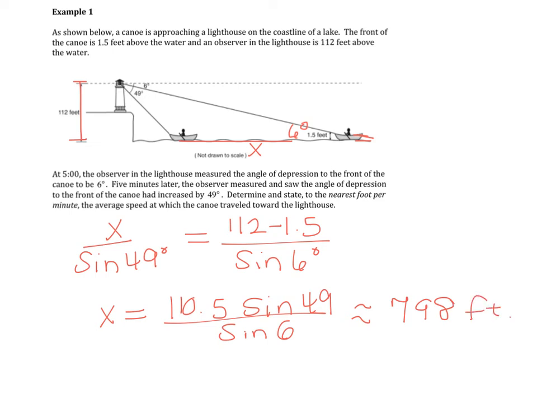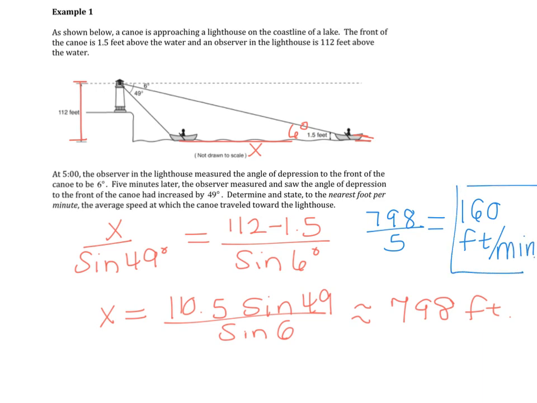And they want to know, to the nearest foot per minute, the average speed at which the canoe traveled toward the lighthouse. So we're going to take 798 and divide by 5, because it's 5 minutes later, and we get 160 feet per minute. And that, my friends, is the final answer.